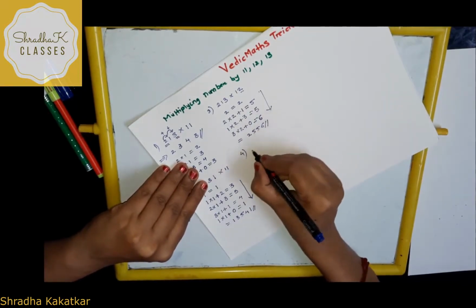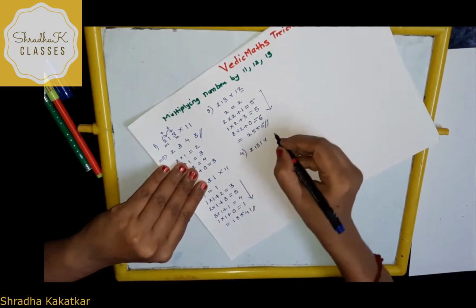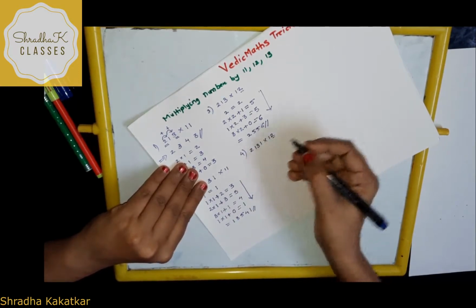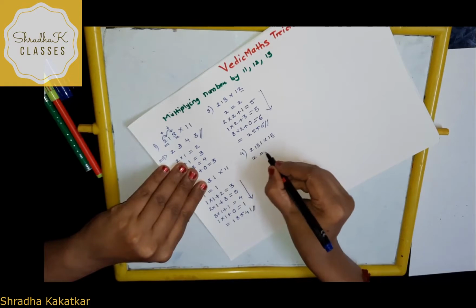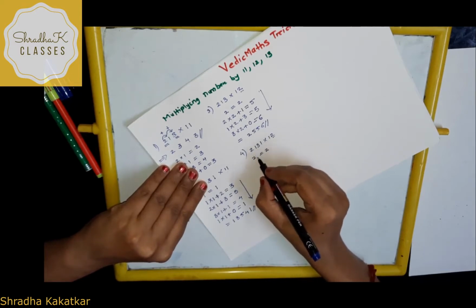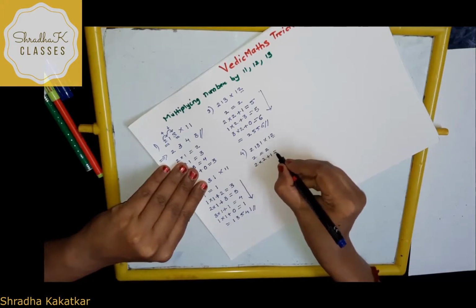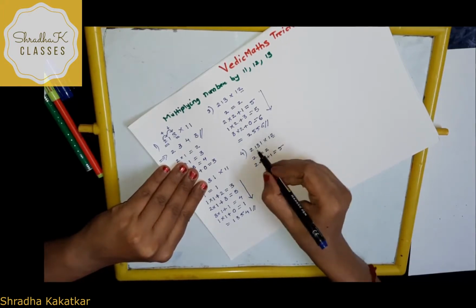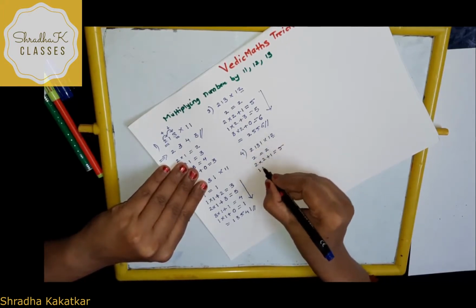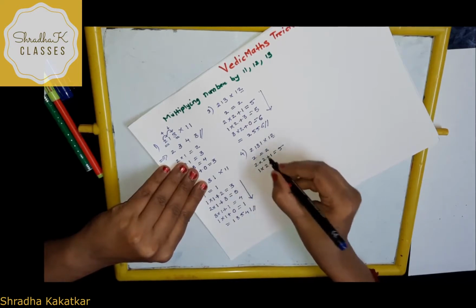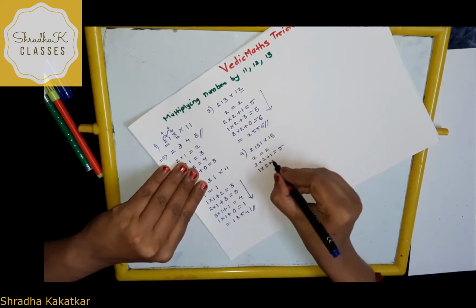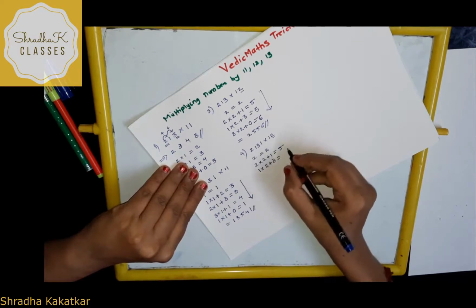Let's take 2131 into 12. What will you do? Write the first digit as it is. Then 2 into 2 plus the next digit, 1, so 5. Now again, the next is 1. 1 into 2 plus the next digit, 3, so again 5.